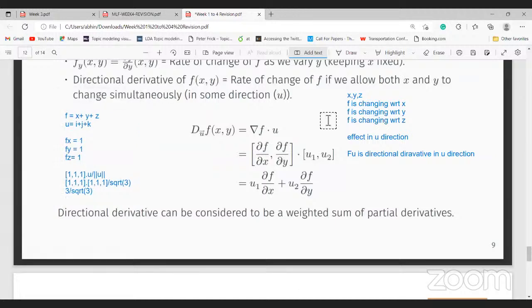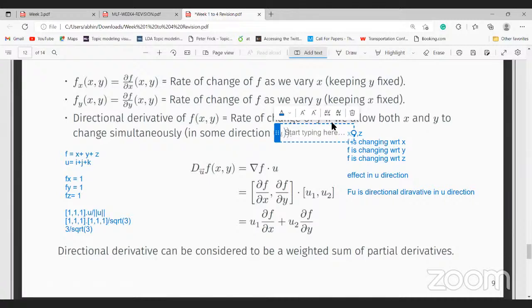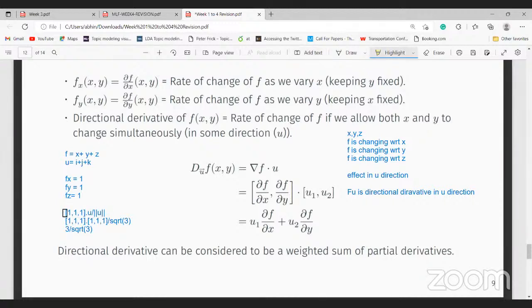Let me explain this. If you see the definition, the directional derivative of f(x, y) is the rate of change of f if we allow both x and y, so in our case x, y, and z, to change simultaneously in some direction u. Now, when I am saying direction, it means magnitude 1. When I am saying in some direction u, I am only considering the direction of u, not the magnitude of u. This part alone has both magnitude and direction, but when I divide it by the norm of u, I am cutting off the magnitude.